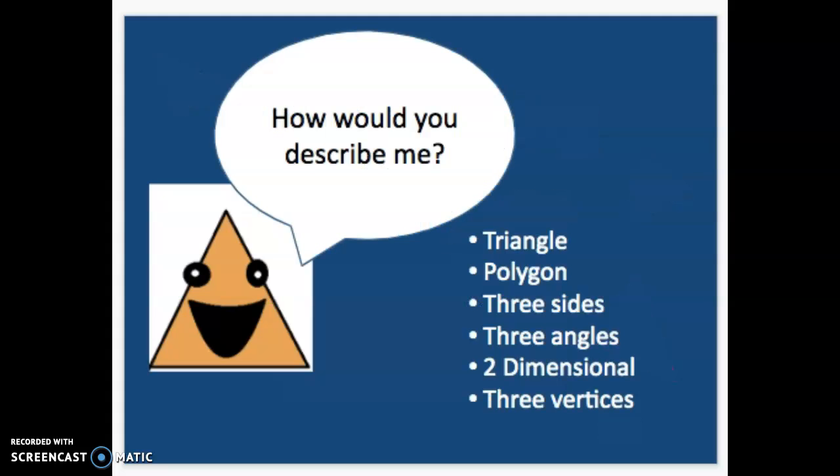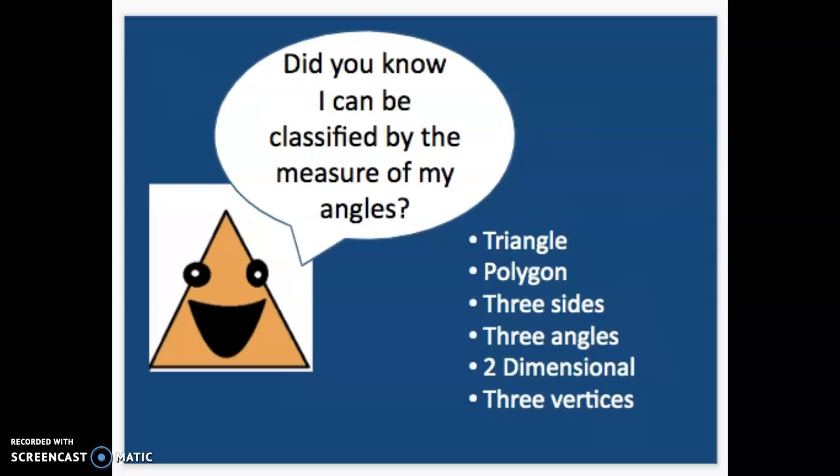So if we look at this shape, we can describe it with many different properties. We can say that it is a triangle. We can call it a polygon. We can say that it has three sides and three angles. We can describe it as two-dimensional, and as having three vertices. All these different descriptions are what describe this shape.